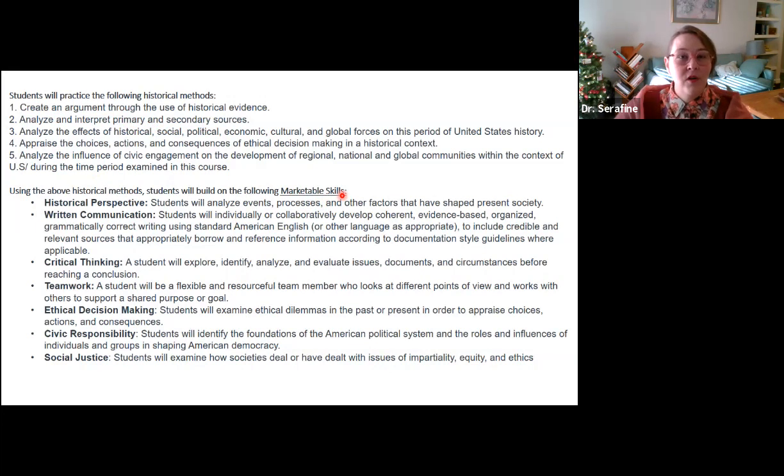Specifically in our first two content modules, you'll be cultivating written communication. You'll be cultivating a historical perspective on present day events, as well as examining how historically informed thinking relates to contemporary issues of equity.